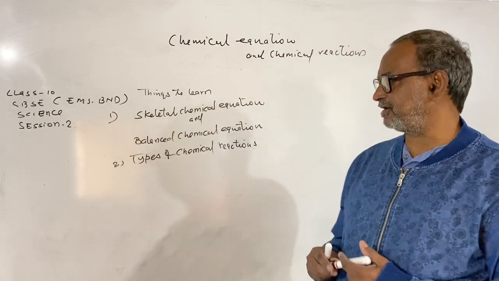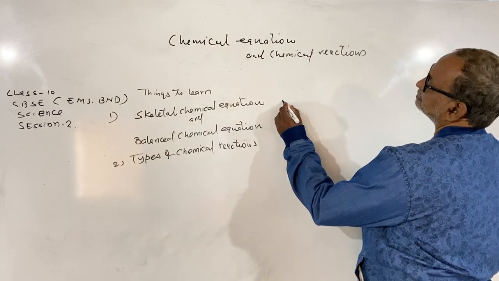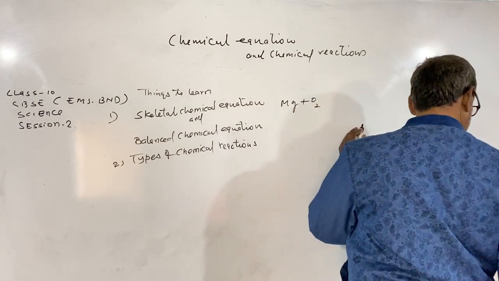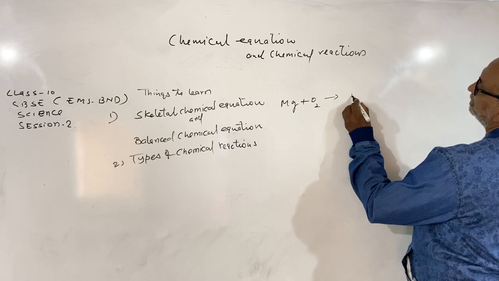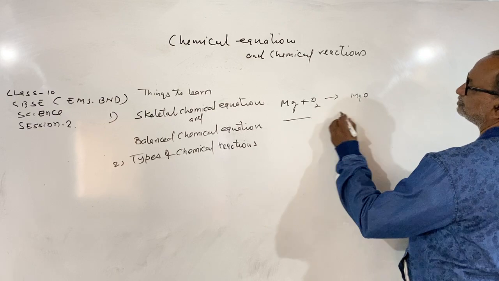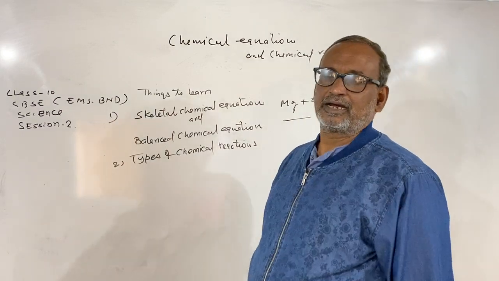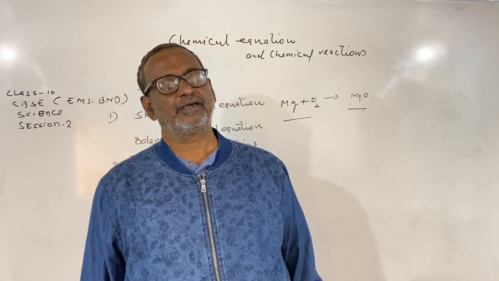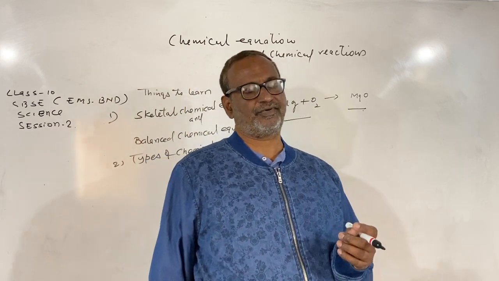A chemical equation in which the number of atoms of various elements on the left hand side and right hand side are not equal is called a skeletal or an unbalanced chemical equation.